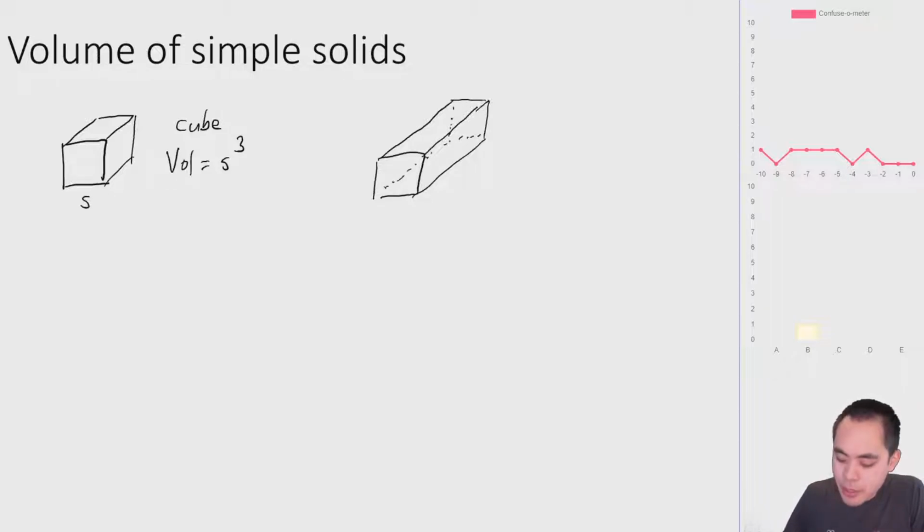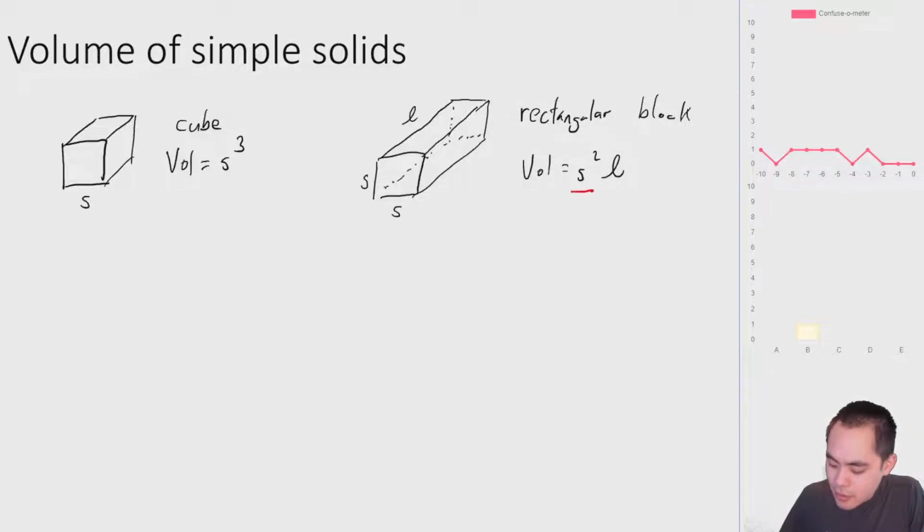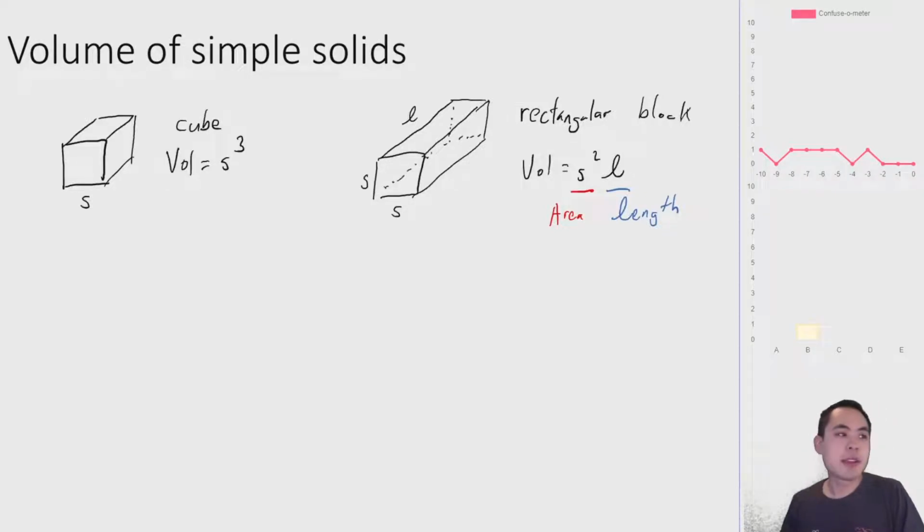So if we have a rectangular block with two side lengths s and s and a length l, well, this rectangular block has volume s squared times l, because we have the area of the face here times the length. Let's put that in blue. Okay? So we can make use of that idea and get volumes of some things that aren't entirely rectangular.